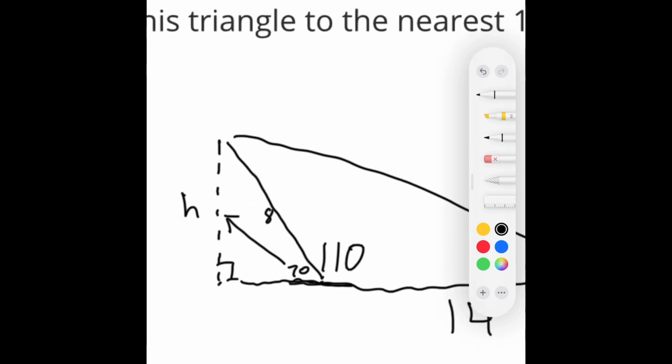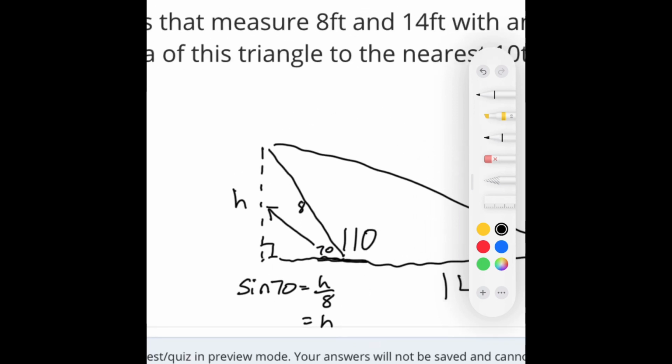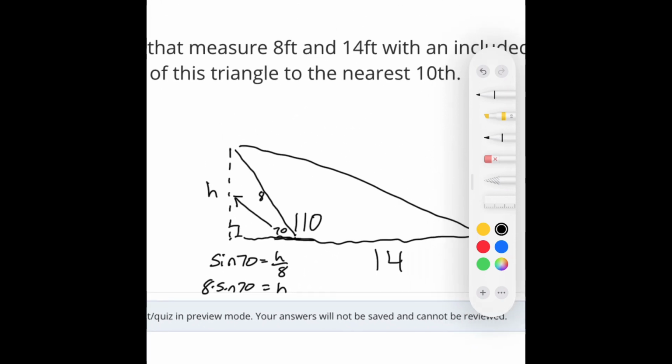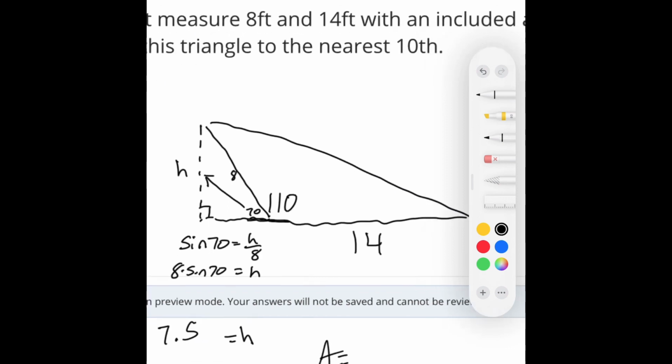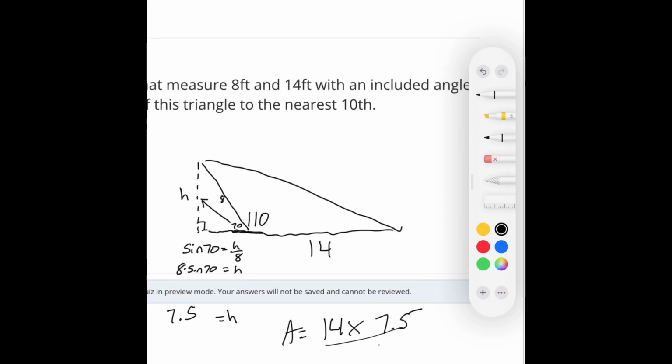So let's find our height, and we'll do sine to find it. So my height is 8 times sine 70. Let's find that. 8 times sine 70. So my height is 7.5. So the area is my base of 14 times my height of 7.5 divided by 2. Area equals 14 times 7.5 divided by 2. 52.5.